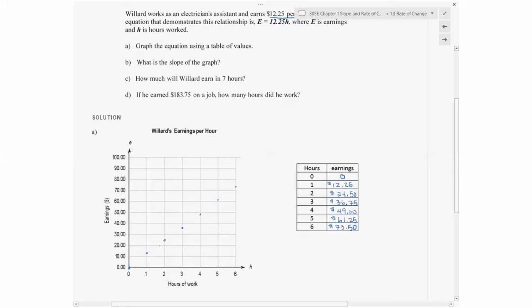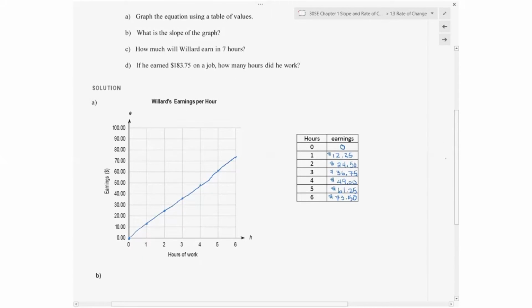So what is the slope of the graph? It's kind of debatable how you would connect the lines here, but we will, because Willard can work for half an hour, he can work for 15 minutes. Now, typically you don't get paid per minute that you work. You usually get paid maybe per quarter hour, per half hour, but we'll connect it just because it is a continuous thing.